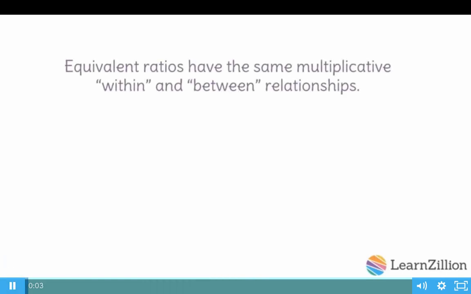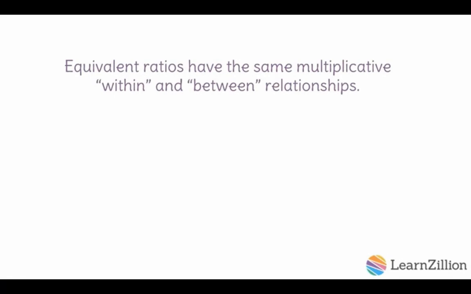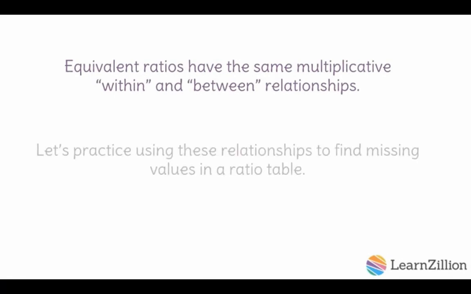Equivalent ratios have the same multiplicative within and between relationships. Let's practice using these relationships to find missing values in a ratio table.